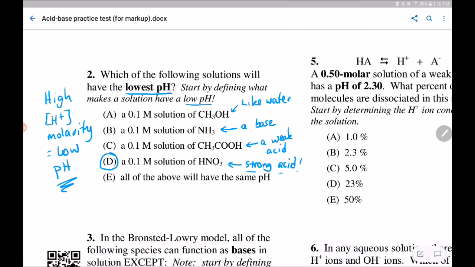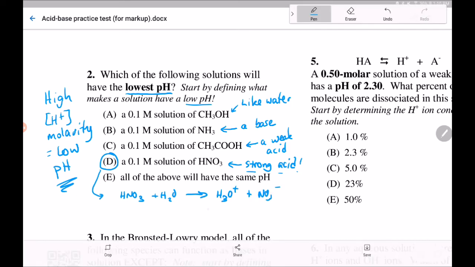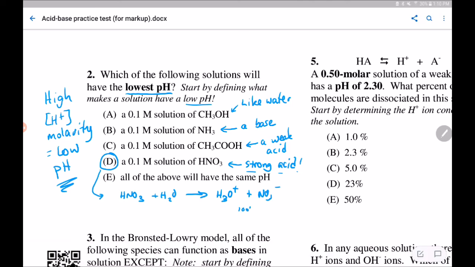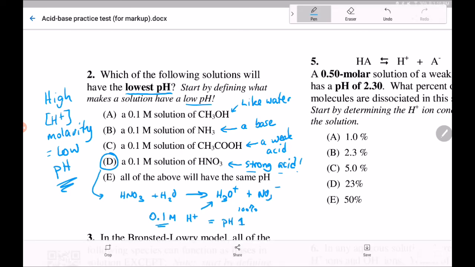The strong acid has the lowest pH. We can calculate it specifically. HNO3 pushes its proton onto water. Irreversible reaction. So it's 100% here. That means the molarity of the H3O plus is 0.1 molar. We can say that's a synonym for 0.1 molar H plus, and that equals a pH of 1. So this is the answer.